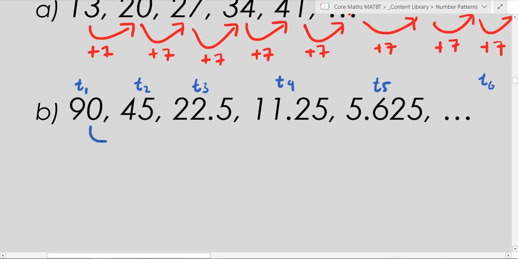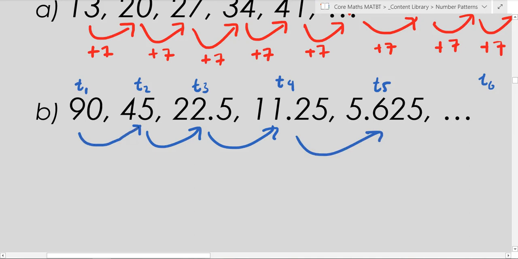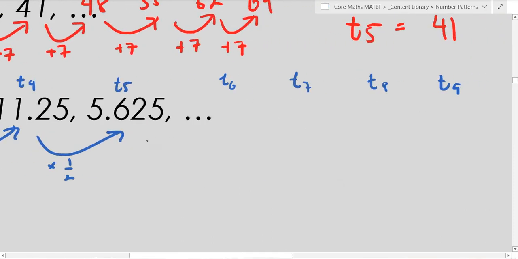So 90 to 45, 45 to 22.5, 22.5 to 11.25, and then that to 5.625. What I can see is happening here is that the numbers are getting halved each time. Okay, so it's getting multiplied by a half, or you could also say it's being divided by 2. Either or are the same. Okay, I'm just going to say it's going to be multiplied by a half. It's times a half each time to get the next term.